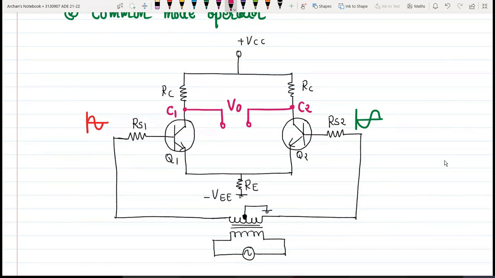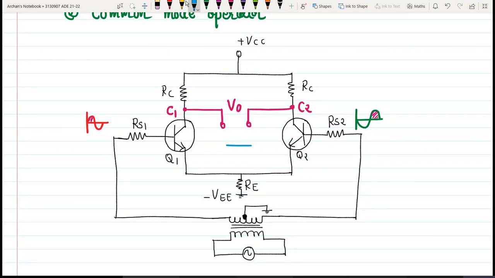See, in this case the first half cycle is positive, and in the second case, the second half cycle is my positive cycle. So what will be the output over here? Whether the first cycle will be positive or the second cycle will be positive. Let us try to understand this operation.